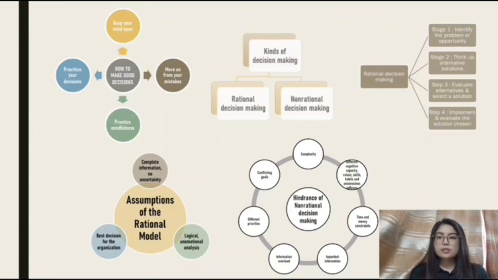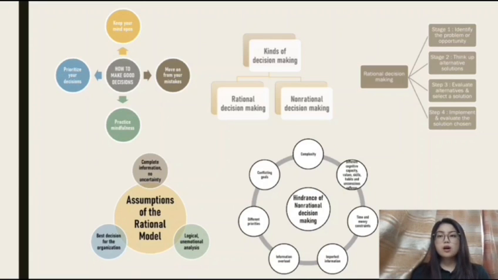The last stage is implement and evaluate the solution chosen. With some decisions, implementation is usually straightforward, but with other decisions, implementation can be quite difficult. When one company acquires another, for instance, it may take months.